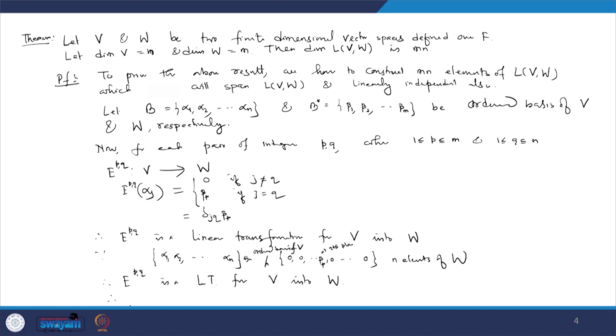So, this is true for any ordered pair PQ when 1 is less than or equal to P less than or equal to m and 1 is less than or equal to Q less than or equal to n. So, there are mn functions of the form E_PQ from V into W. I will say each is a linear transformation. There are mn linear transformations E_PQ from V to W.